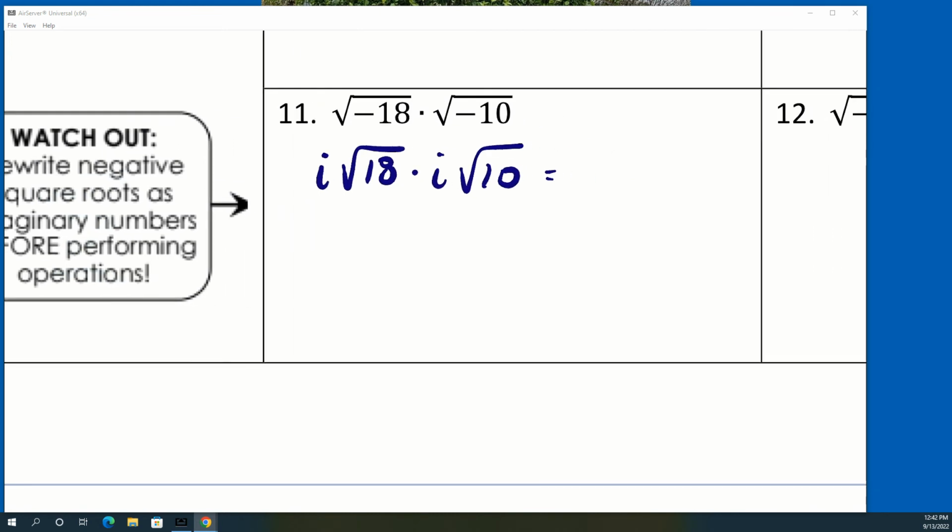All right, so then we're going to multiply i times i. What are we going to get? i times i. i squared, good. Right, and then when we multiply these, since they're both under the square root, we can multiply them together and get 180 under a square root. Now I already know that i squared is going to be -1.